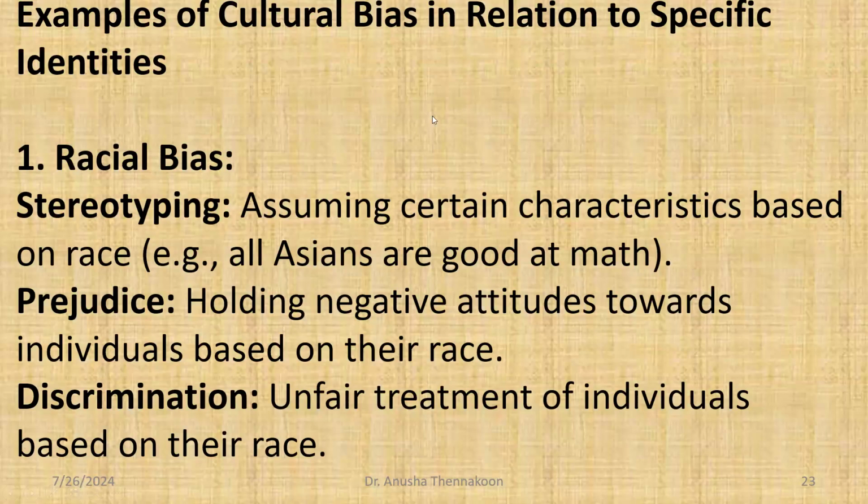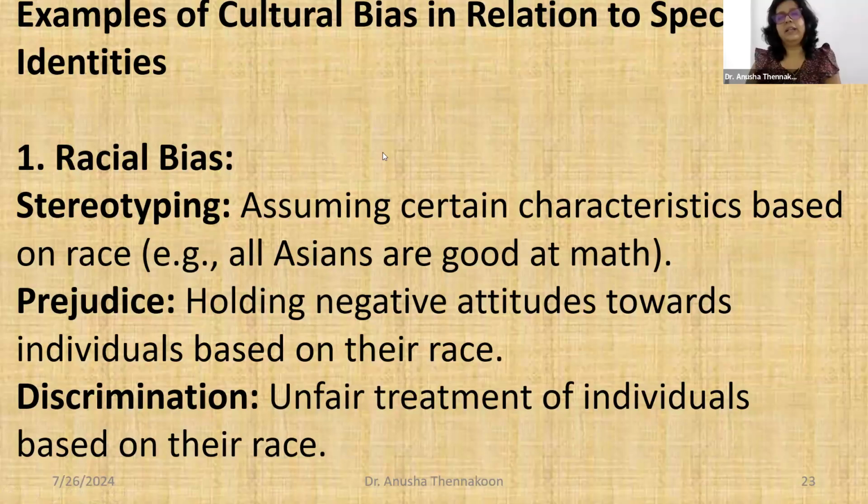Okay, we'll see examples of cultural bias in relation to specific ideas, racial biases. Stereotyping: assuming certain characteristics based on race, for example, all Asians are good at math. So this is a positive one, just like all Asians are very clever in mathematics. Prejudice: holding negative attitudes towards individuals based on their race. And then discrimination: unfair treatment of individuals based on their race. So these things are happening when we talk actually.